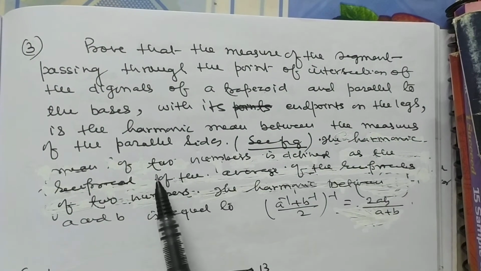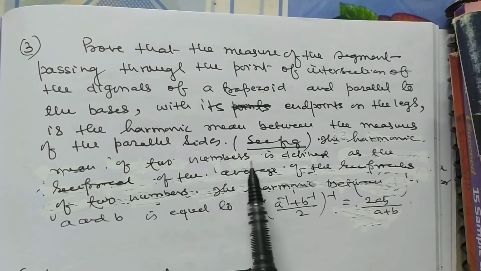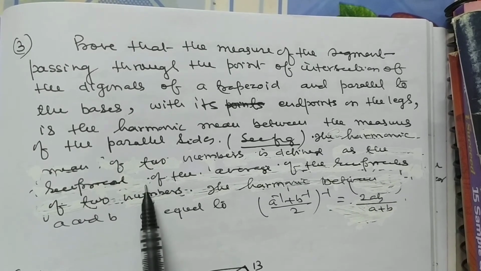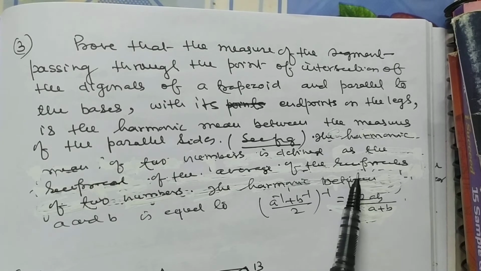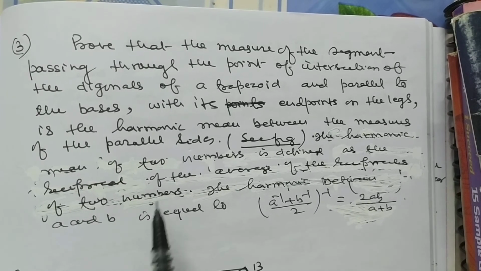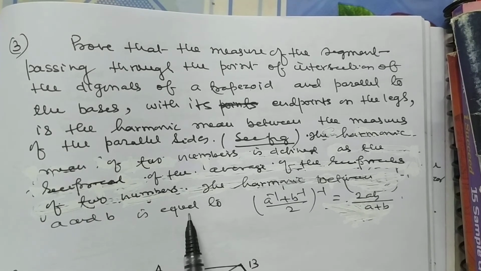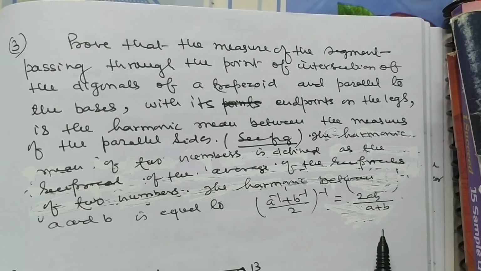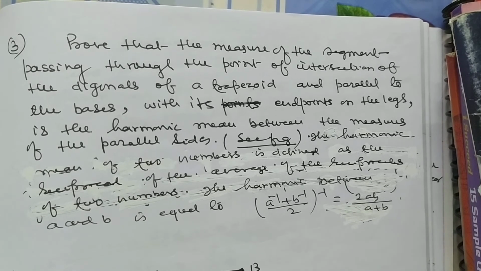The harmonic mean, what do we mean by the term harmonic mean? The harmonic mean of two numbers is defined as the reciprocal of the average of the reciprocals of the two numbers. The harmonic mean between A and B is 2 by (1/A plus 1/B), that is, 2AB by (A plus B).